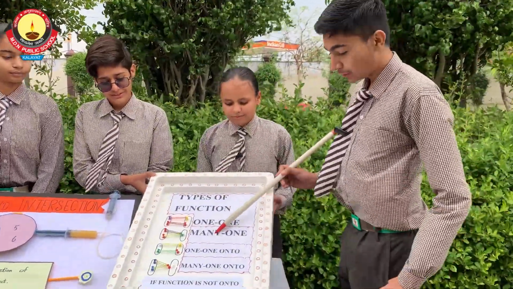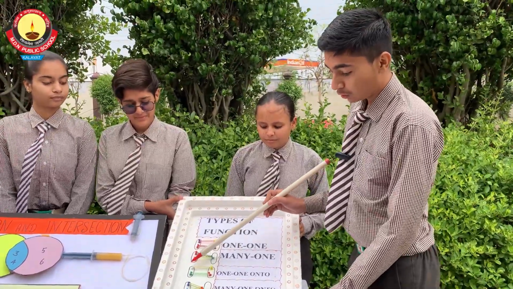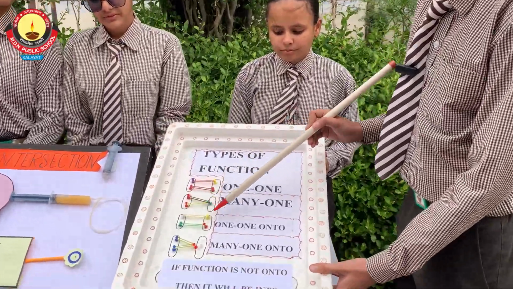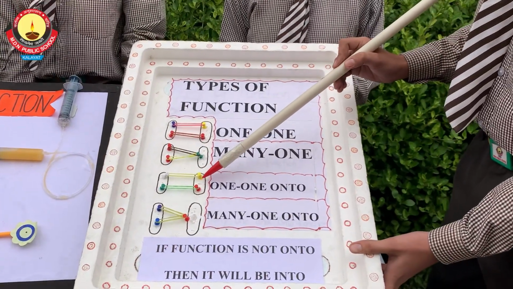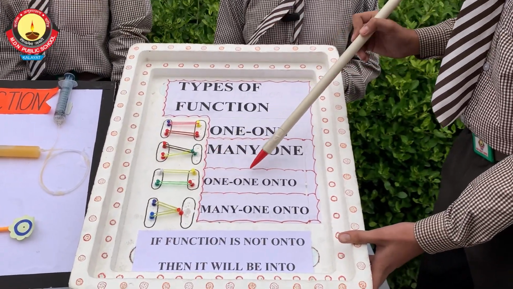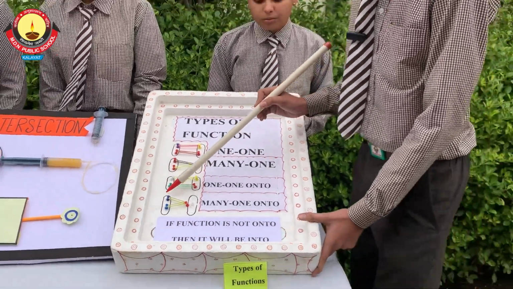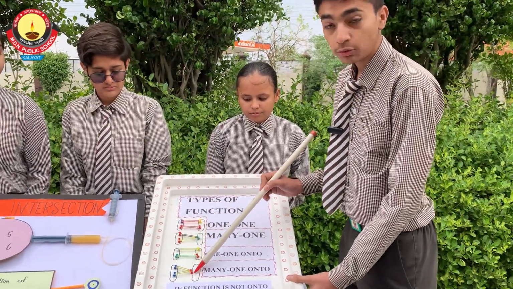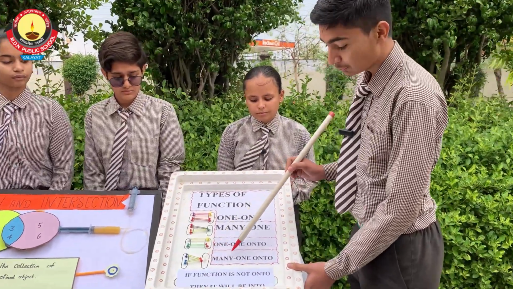Now we have one-one and onto both. Here we can see that every element in the domain is connected to an element in the codomain, and there is no extra element vacant in a one-one onto function. Next is many-one onto. Here more than one element is connected to a single element, and no extra element is vacant in this function.